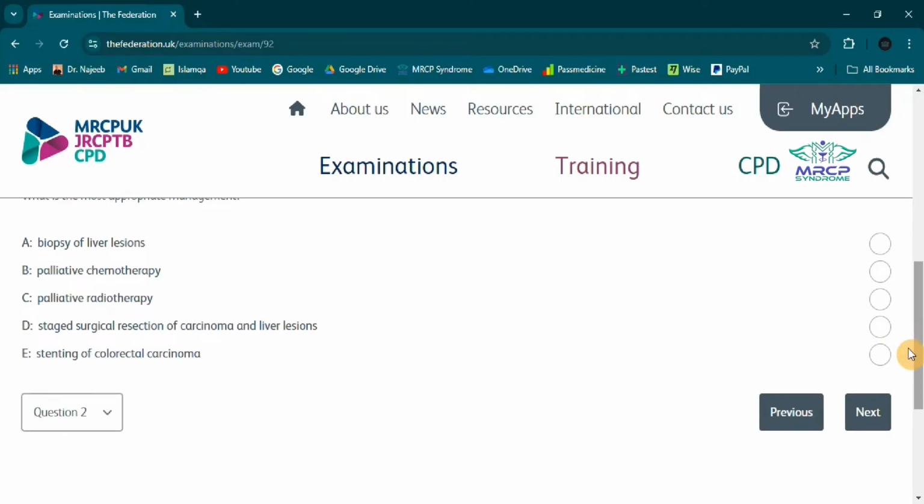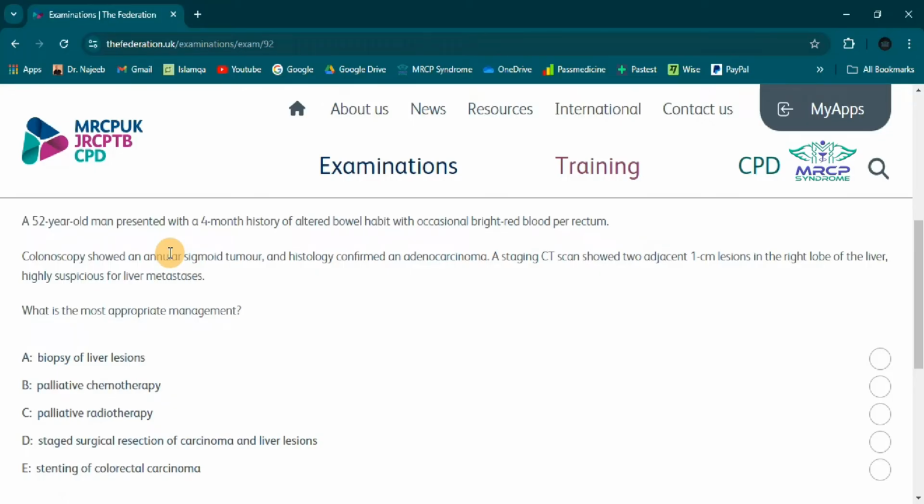So if we analyze the treatment options, first, biopsy of the liver lesion. Biopsy might be considered if there was uncertainty regarding the nature of the liver lesion. However, given the strong clinical and radiological suspicion, the lesions are highly suspicious of metastasis. So biopsy may not change the management plan, and it won't be the most appropriate initial step. If the imaging strongly suggests metastasis in a patient with a known primary colorectal cancer, proceeding to treatment rather than biopsy is generally preferred, unless the nature of the lesion is in doubt or there is a need to differentiate from other potential pathologies. But here the diagnosis is pretty much confirmed.